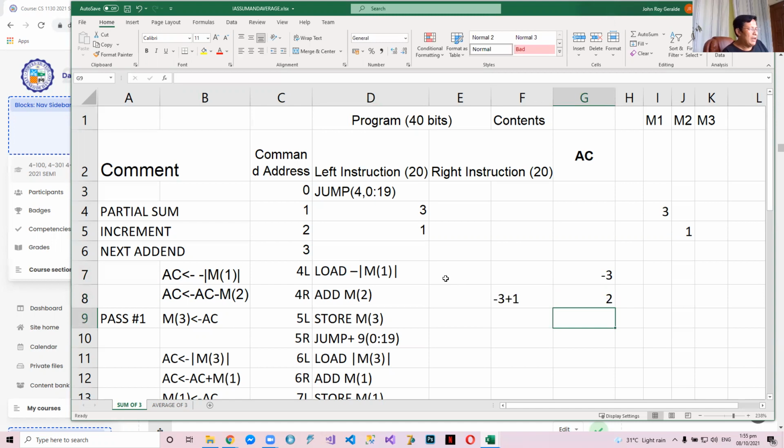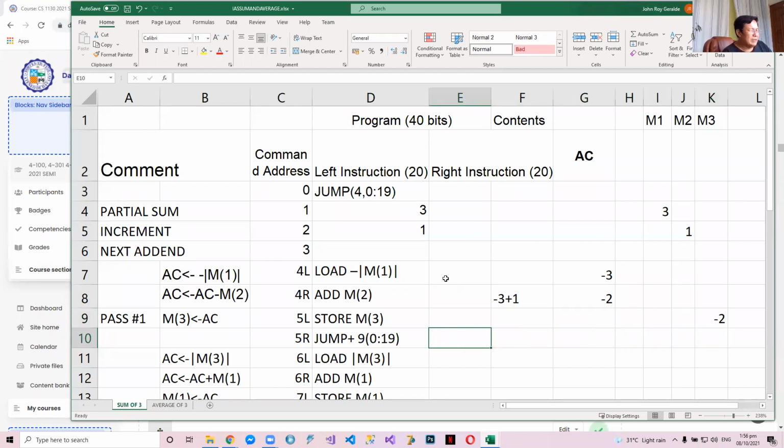And we store to M3. So whatever the value is, this is 2. No, this is -2. I'm sorry. Okay. So we will store this -2 to M3. Do you follow?